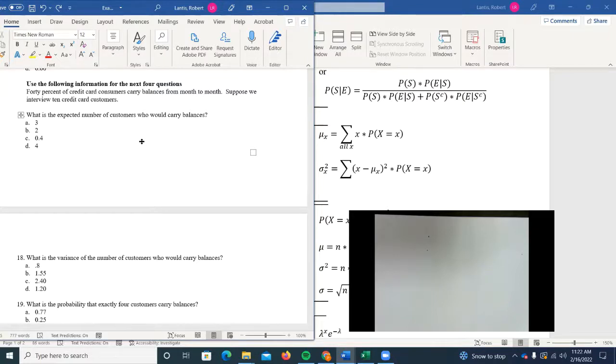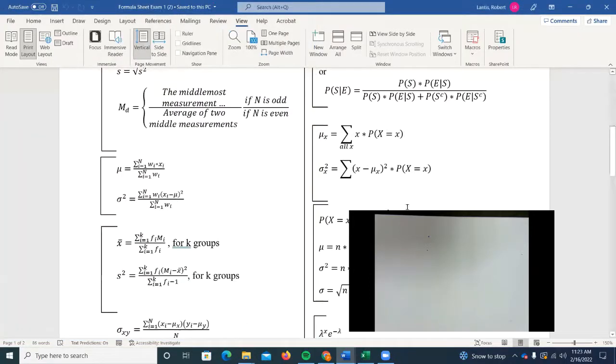Now, if I'm asking for the expected value and I've got a setup like this, where I either see someone carry a balance or I don't, success or failure, and I'm interested in the number of successes, the number of people who carry a balance out of 10, out of some maximum number, this is going to be a good example where we can use the binomial distribution. And like I said, notice the practice exams follow a similar pattern, in the order we went through things in class. So the binomial stuff comes here at the end.